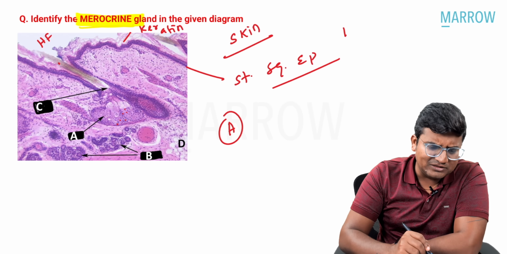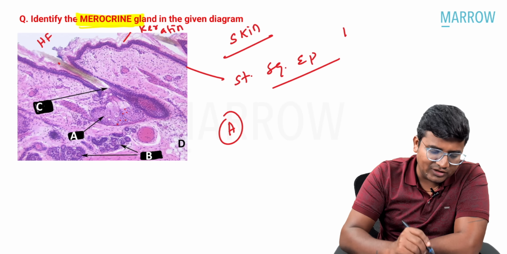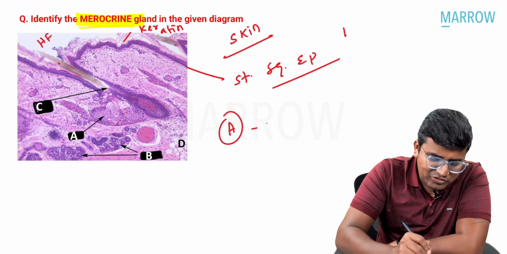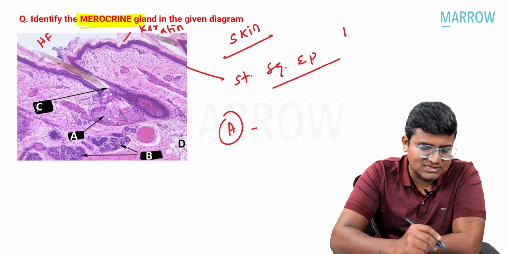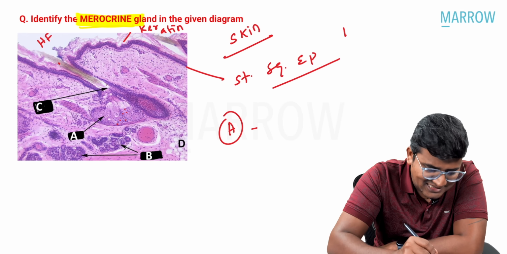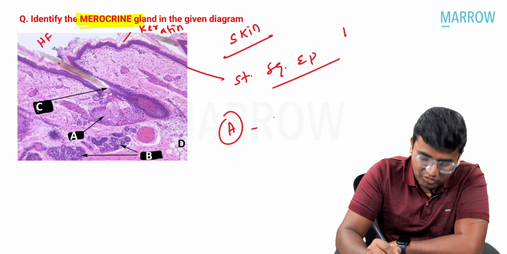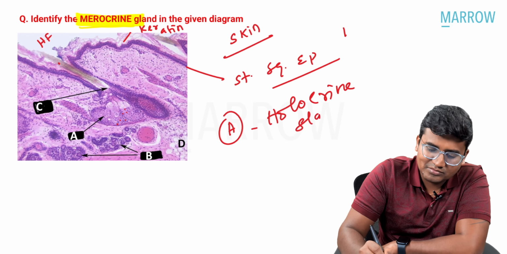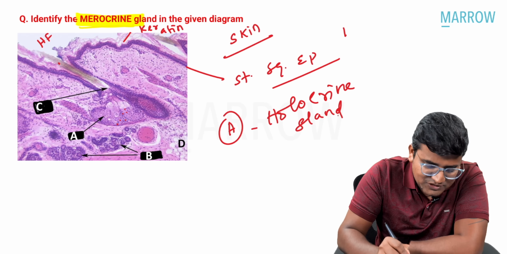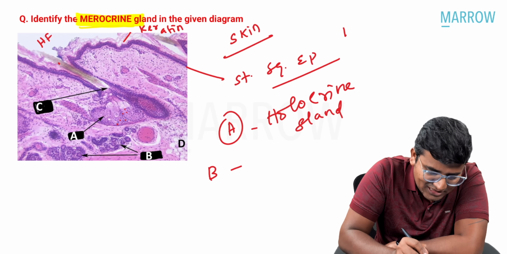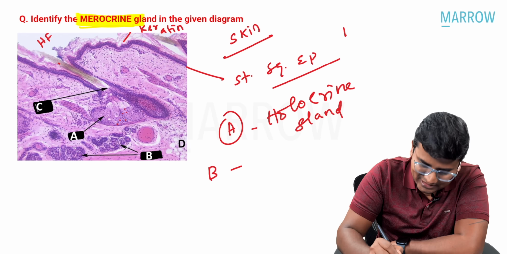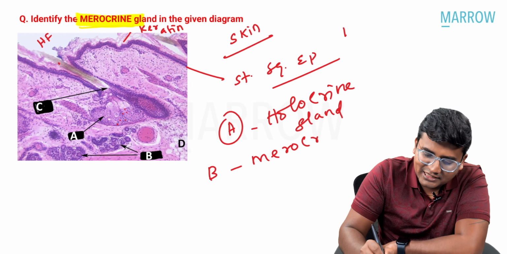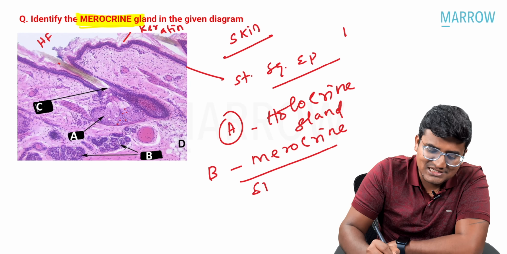So now see the question. Identify the merocrine gland in the given diagram. So what is A? A, you are seeing the many layers of cells and they disintegrate and release the content. So A is the holocrine gland, our sebaceous gland. Now what is B? Yes, we are seeing the small lumen there. That is the merocrine gland, and that is the sweat glands.